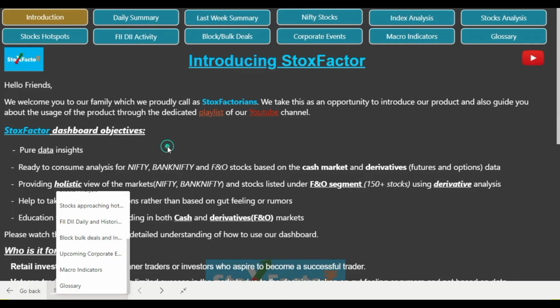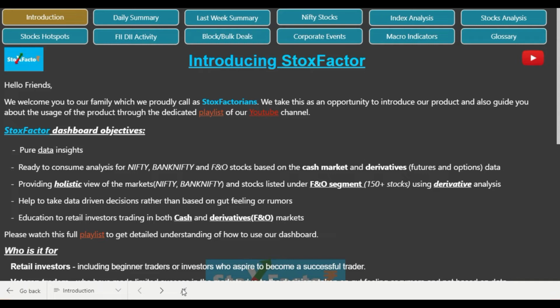And if you want to exit the full screen mode, you can click on this icon and easily exit the full screen mode. But for demo purposes, we'll keep the full screen mode. Now friends, let's switch to the daily summary page.